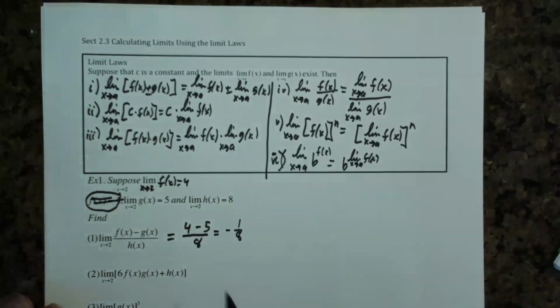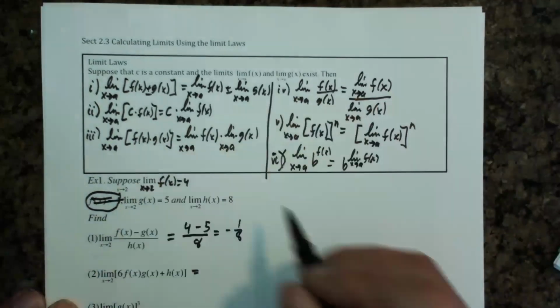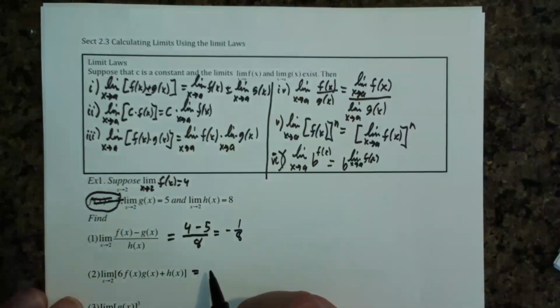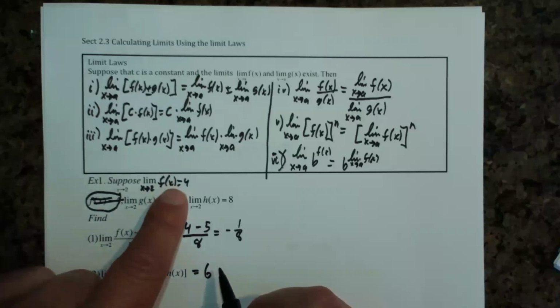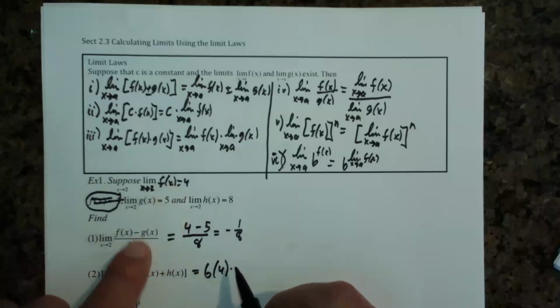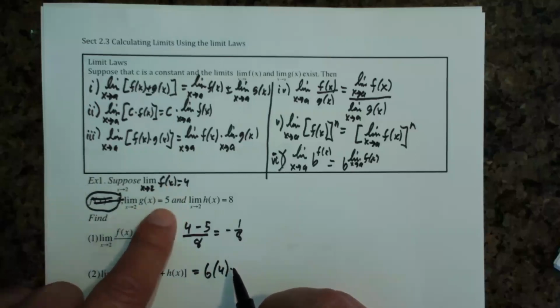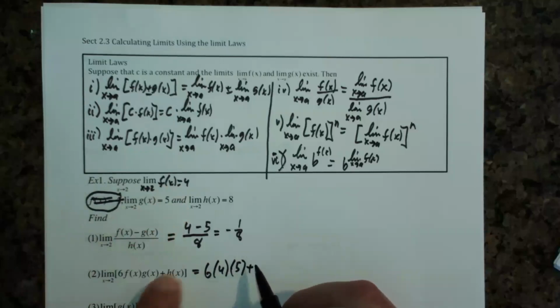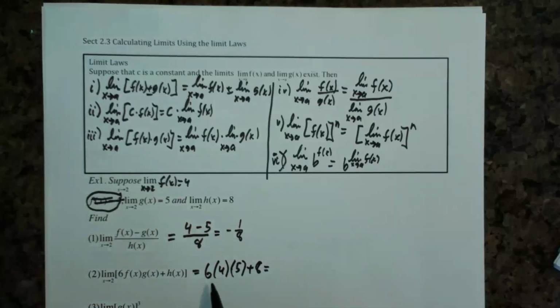Number 2, we can also just break it up using our rules here. So this is going to become 6 times f of x as x approaches 2, we get 4, times g of x as x approaches 2, we get 5, plus h of x, which is 8. And that's 6 times 4 times 5 plus 8, which is going to give us 128.